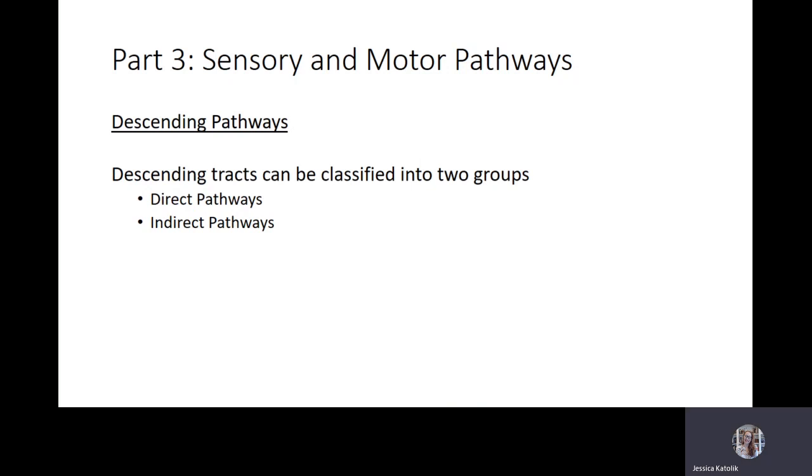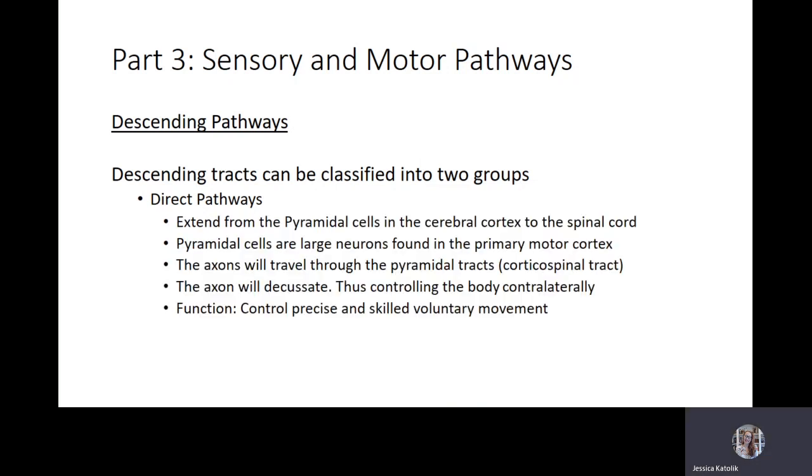Descending tracts can be classified into two major groups: direct pathways and indirect pathways. So what we're going to do here is define these pathways and give one example for each. We're not going to go through all of the descending tracts because there are so many. So I'm just going to give one example of a direct pathway and one example of an indirect pathway. So let's talk about direct pathways.